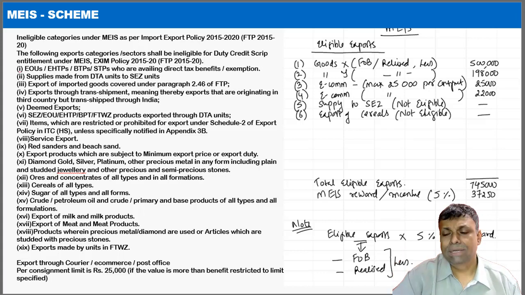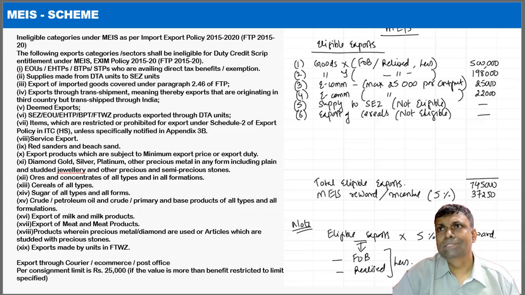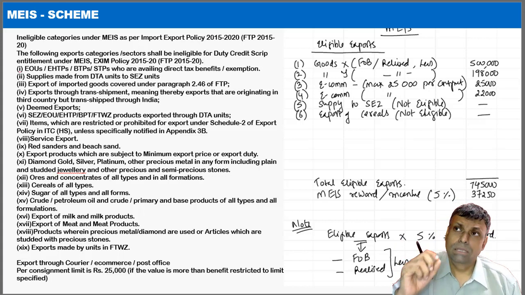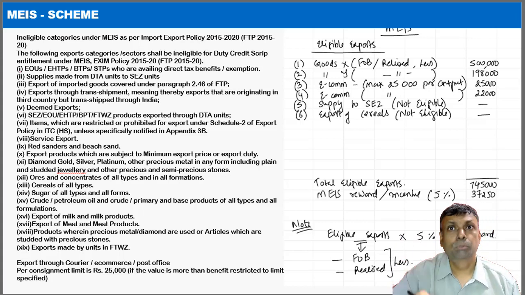However, friends, this particular scheme is not an open-ended scheme. Open-ended in the sense that anything you export and you will take that particular benefit. It is not like that. So basically, the law says that if you are going to export the eligible goods or the eligible services, that means the incentives are given to the specified sectors of the industry. It's not for all the sectors. So if you are exporting the eligible goods or the eligible services, then certain incentives are given to you.